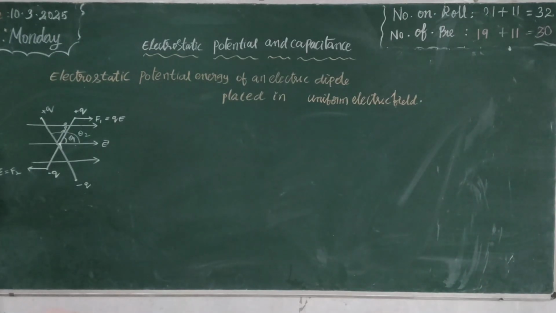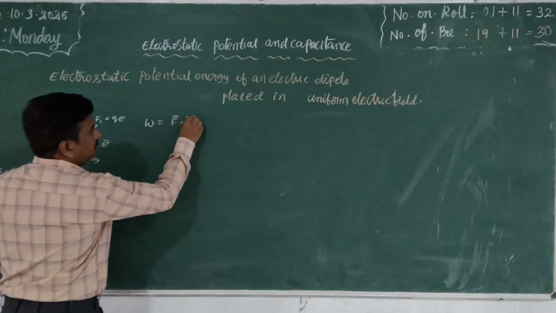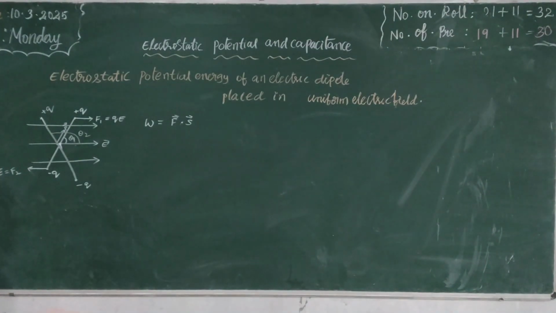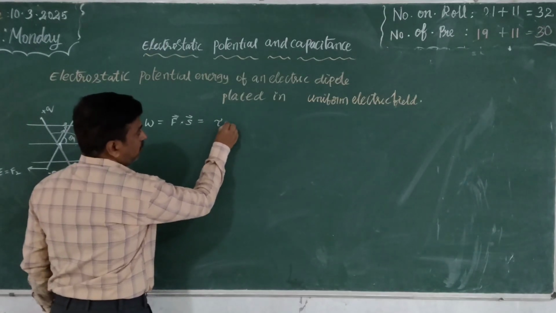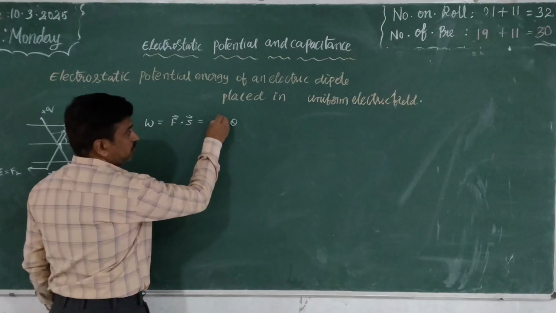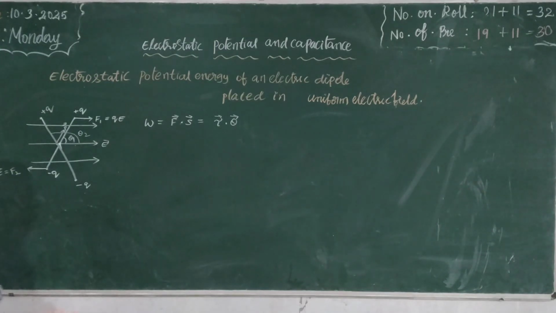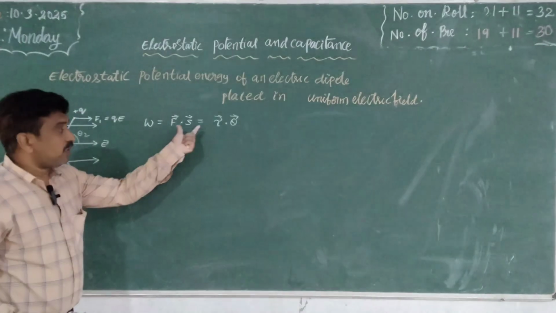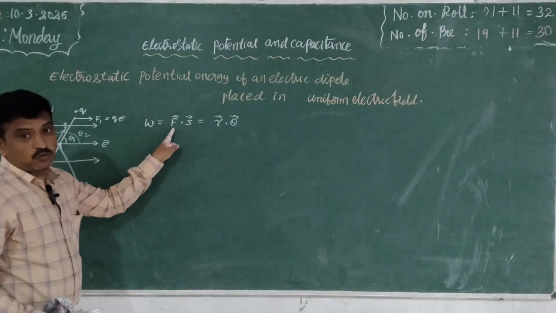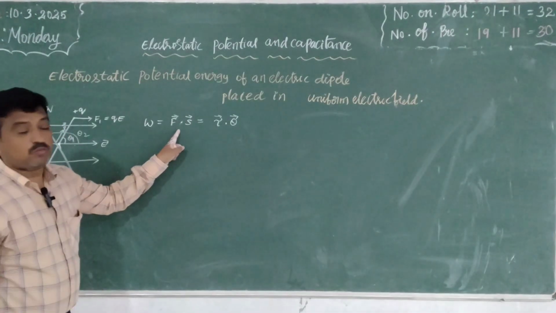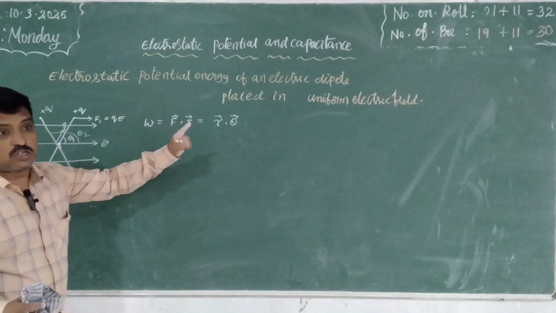For example, work done is force into displacement in linear motion. So in translational motion, work done equals force into displacement. In rotational motion, instead of force we write the moment of force, which is torque, and instead of displacement we write angular displacement. Torque into angular displacement is the work done in rotational motion. Torque is nothing but the moment of force. It is also a force, but it rotates the object about its axis.